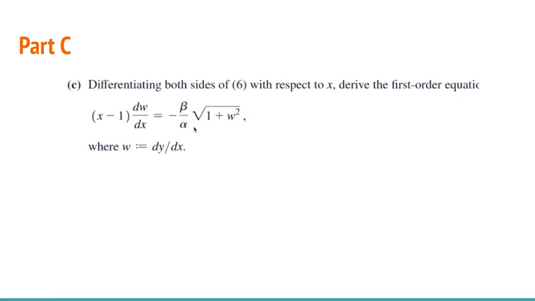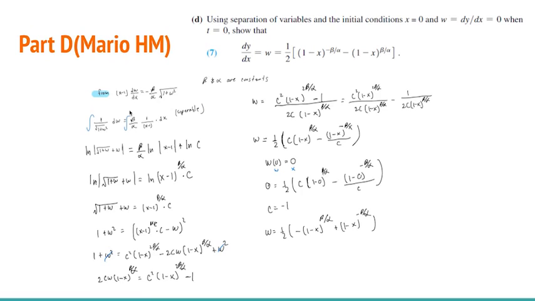which I am going to use for my part, which is right here: x minus 1 times dw over dx equals negative beta over alpha square root of 1 plus w to the second power. So here I'm going to use this given differential equation, and it looks like it's separable. So I'm going to solve this knowing that beta and alpha are constants.